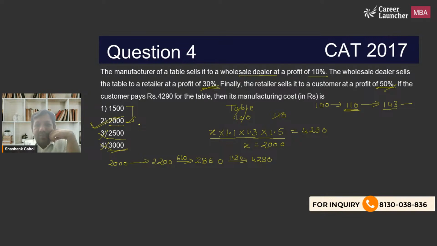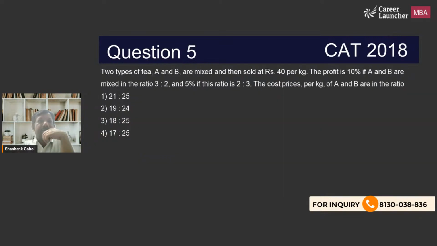Now let's move on to the next one. It says two types of tea, A and B, are mixed and then sold at 40 rupees per kg. The profit is 10% if A and B are mixed in the ratio of 3:2, and 5% if this ratio is 2:3. And it asks what is the ratio of A to B.